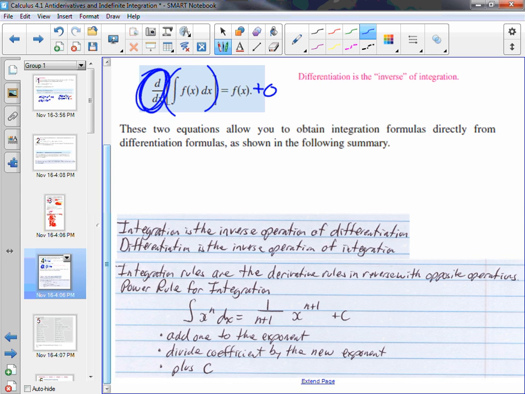Integration is the inverse operation of differentiation. Differentiation is the inverse operation of integration. Integration rules are the derivative rules in reverse with opposite operations. Now, it's really a lot more difficult than that. Okay? The integration rules we're going to learn are tougher than the derivative rules we learned.